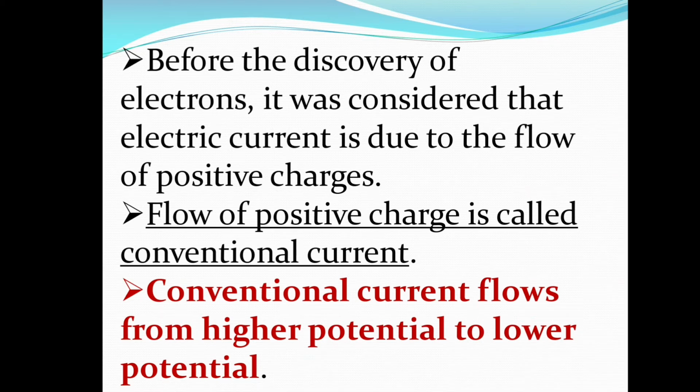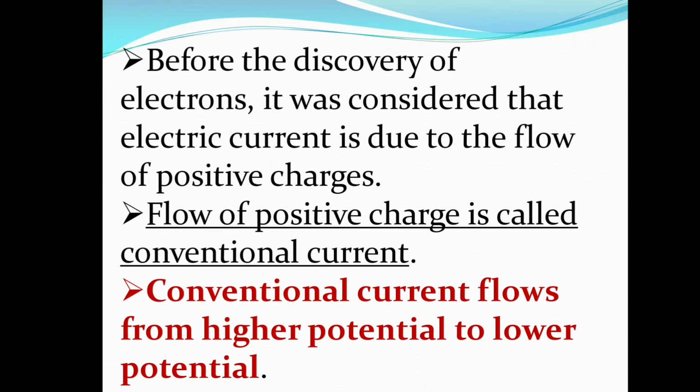So what do we understand from the flow of charges? The electrons flowing from lower potential to higher potential is known as electric current. Before the discovery of electrons, the flow of positive charge was called conventional current, and that will flow from higher potential to lower potential. And what is voltage? Voltage is known as the potential difference between the potentials.